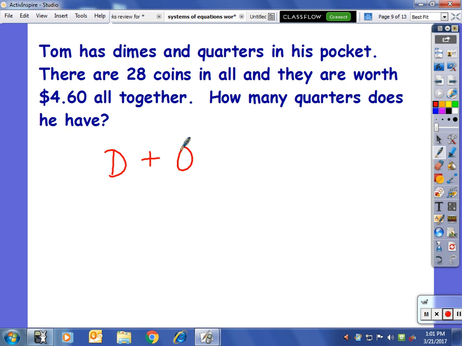Absolutely. I just usually do it this way. D plus Q equals 28. There's 28 coins. That has nothing to do with money. There are 28 coins, dimes and quarters, adding up to 28 coins. Who can give me the money equation?